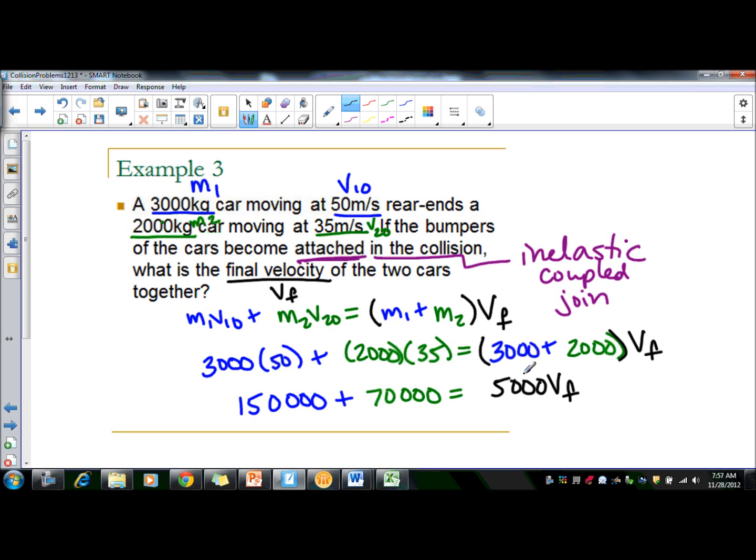So all I did was add these two together. So these two combined, 150,000 plus 70,000, gives you 220,000. That's equal to 5,000 times VF. And so we divide by 5,000, and we get 44 meters per second.